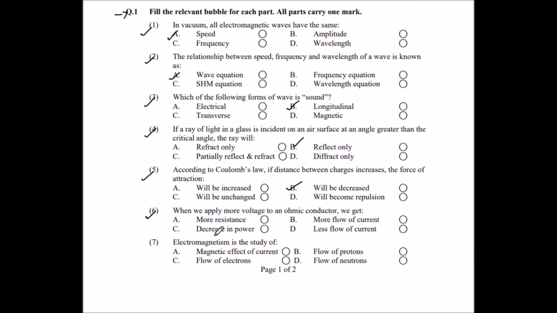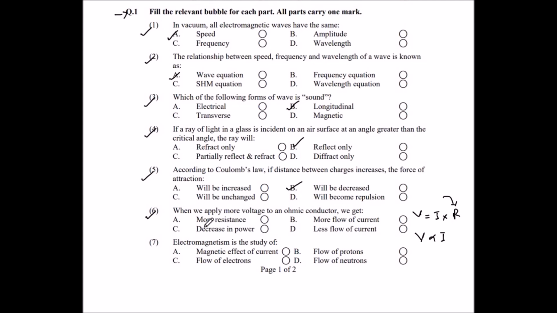Number 6. When we apply more voltage to an ohmic conductor, we get: more resistance, more flow of current, decrease in power, or less flow of current. Remember one thing, when you talk about an ohmic conductor, that means it has a constant resistance. You know this formula well, V equals I times R. When we say ohmic conductor, that means this resistance is constant. So you can write V and I like this. It shows voltage and current are proportional.